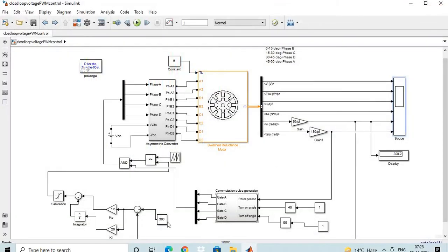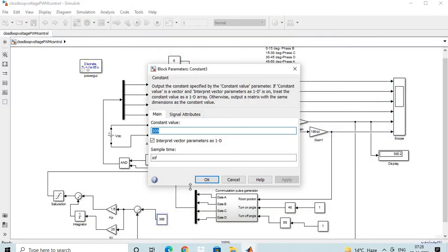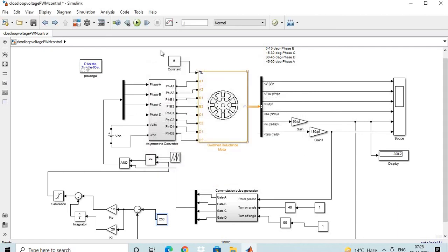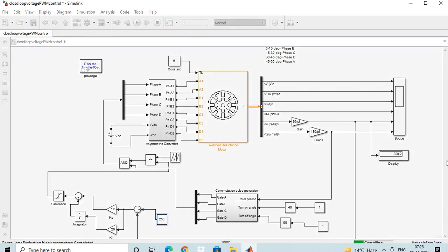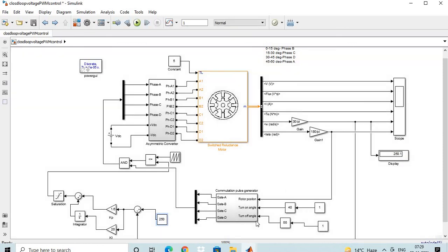Now we'll change the speed again. For example, suppose I change the speed to 250 rpm, then I apply it and again do the simulation. Then you can observe that the speed is controlled up to 250 rpm. So here you can see that speed is controlled up to 250 rpm. In this closed loop model you can achieve your desired speed by controlling the voltage pulse width.